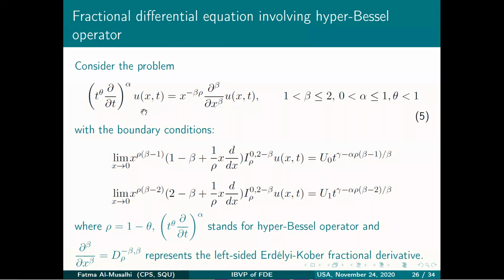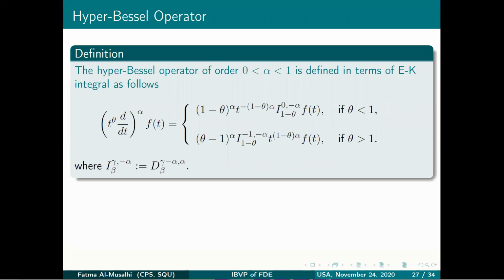For the second problem, we consider the Hilfer-Bessel operator, with alpha between 0 and 1. And the right-sided derivative is the Erdélyi-Kober fractional derivative, so we consider this PDE with these conditions. We are going to solve this problem, and the Hilfer-Bessel operator is defined in this form, which is in terms of the Erdélyi-Kober fractional derivative. Regarding the solution, we are going to do the same as we did for the previous problem.